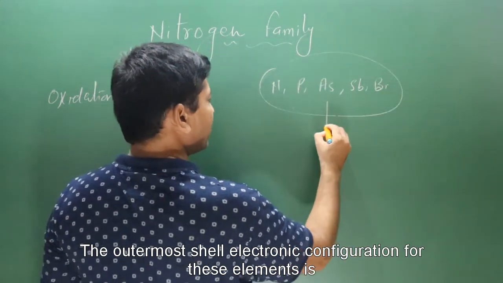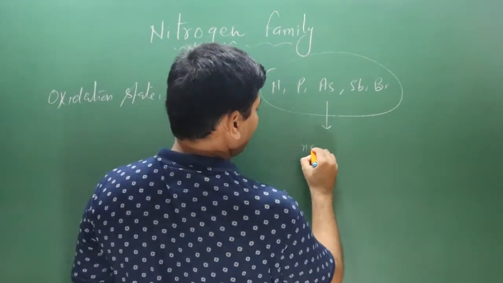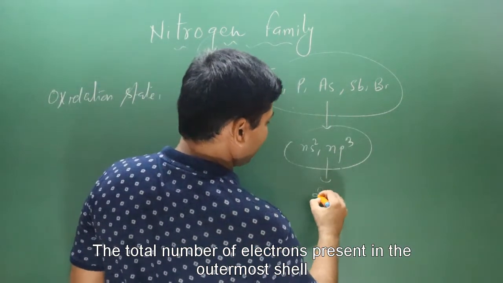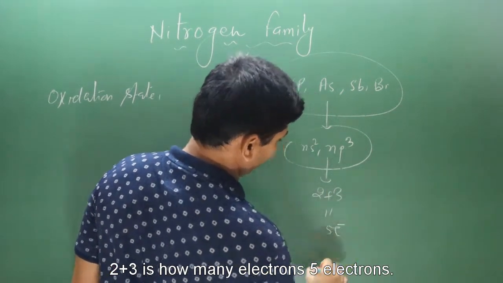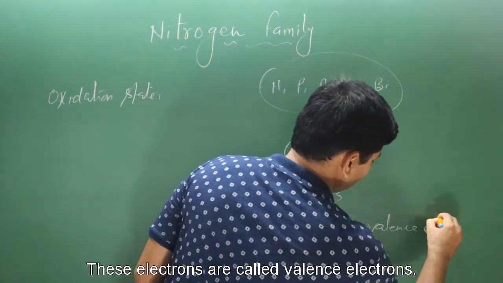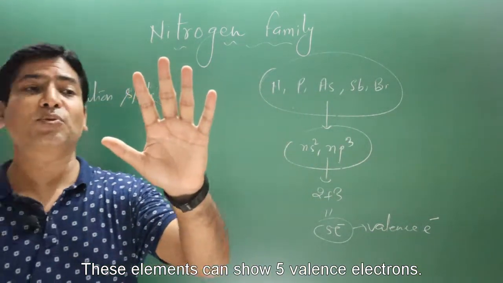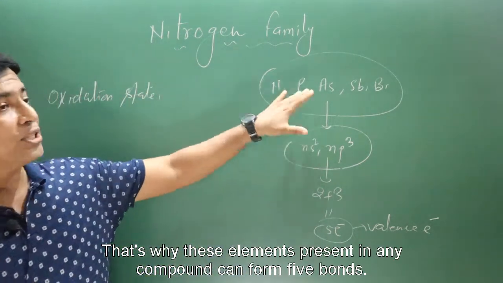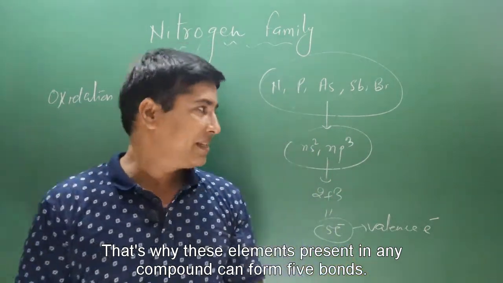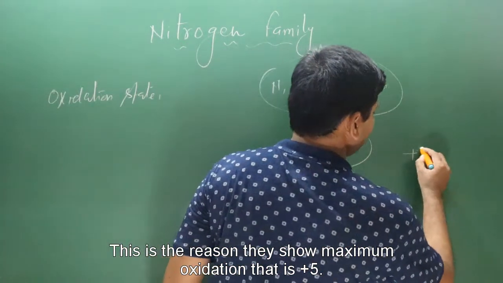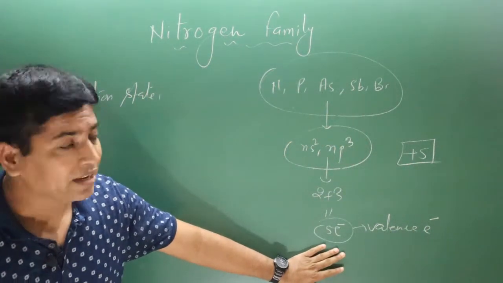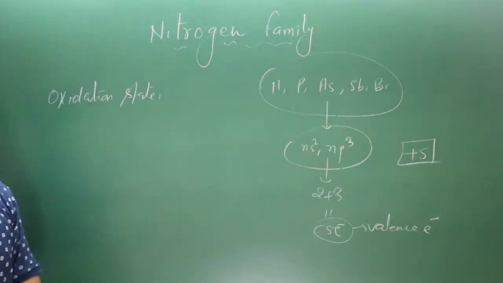The outermost shell electronic configuration for these elements is ns2 np3. The total number of electrons in the outermost shell, 2 plus 3, is 5 electrons. These electrons are nothing but valence electrons. These elements can show 5 valence electrons, so in any compound they can form a maximum of 5 bonds. This is the reason they show a maximum oxidation state of +5.